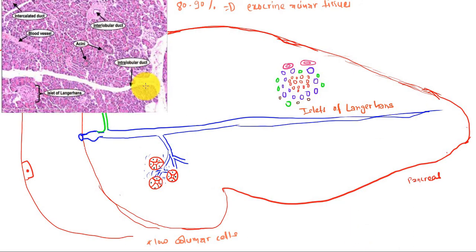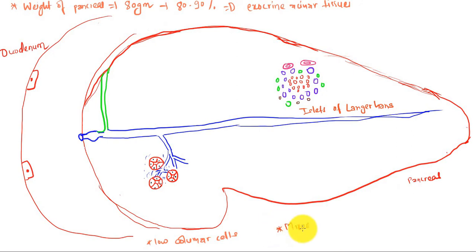We have here the intralobular duct and an interlobular duct. The intralobular duct is within the lobule, and the interlobular duct is between the lobules. Here we have an islet of Langerhans. So we have both mixed exocrine and endocrine function in the pancreas.